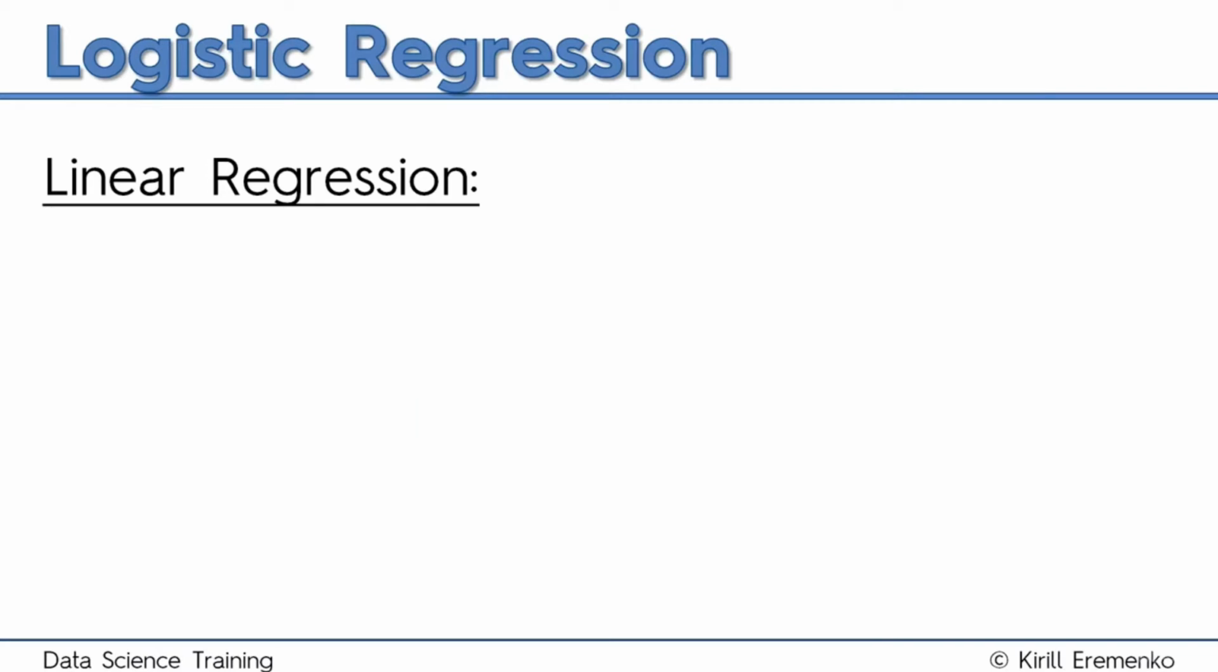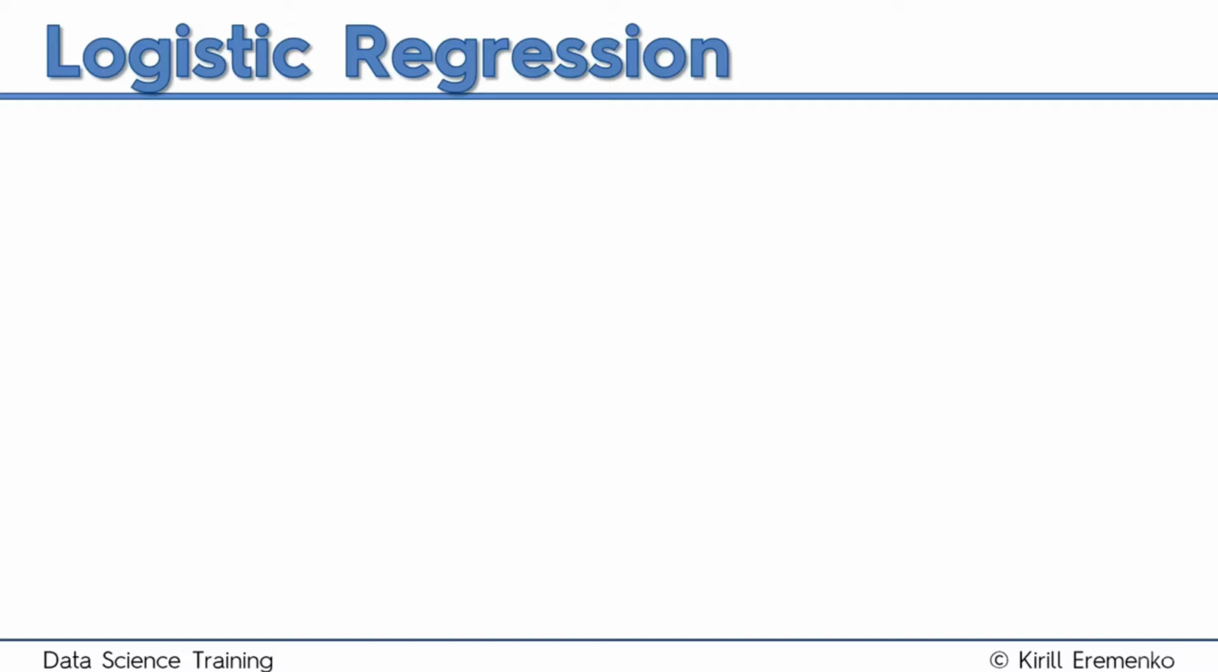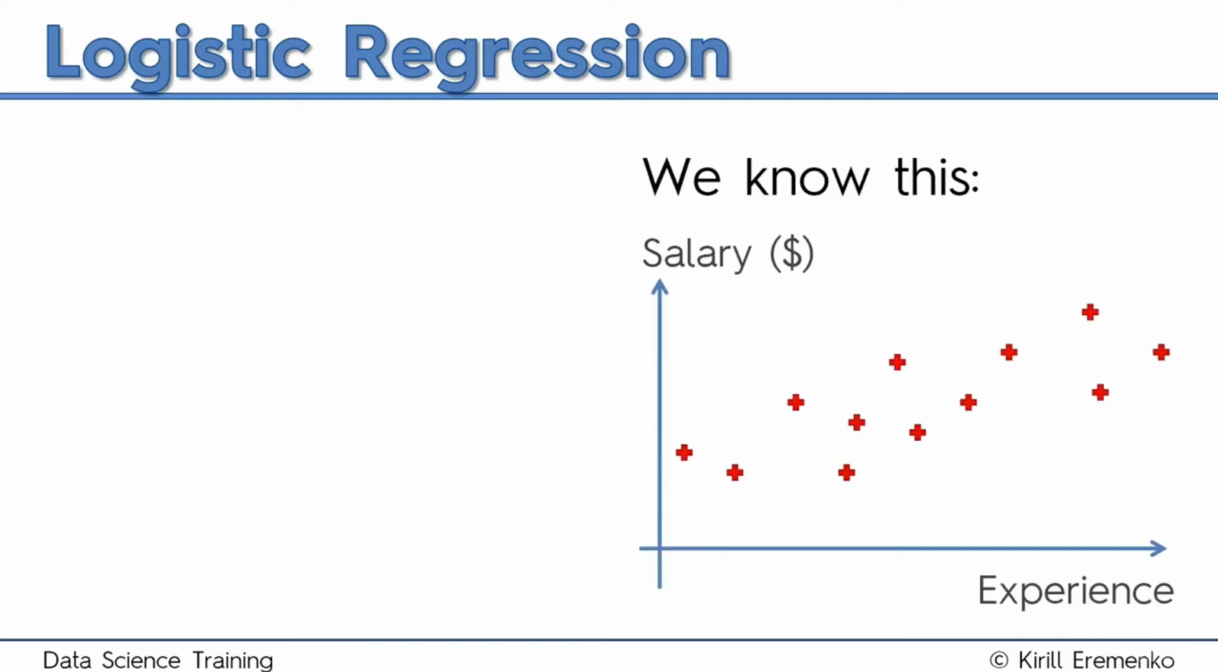We already know about linear regression. We know that there's a simple linear regression, and it has this very short formula with one independent variable. And we also have looked into multiple linear regression, which has many independent variables. So we already know how to deal with this type of challenge.